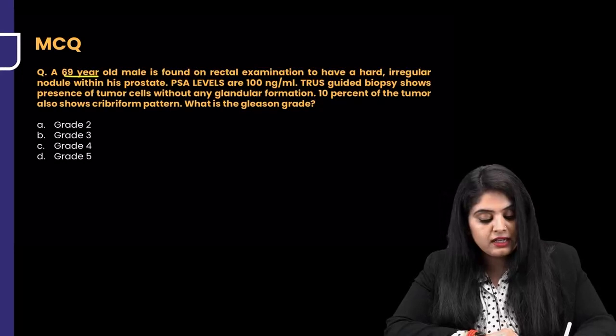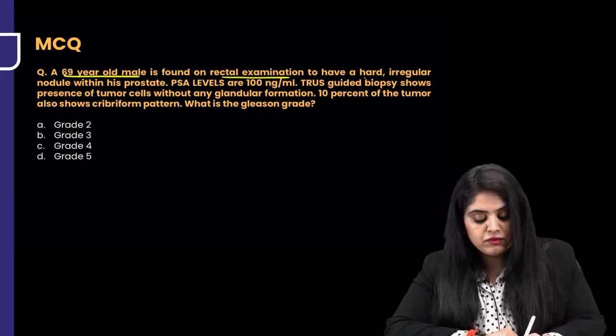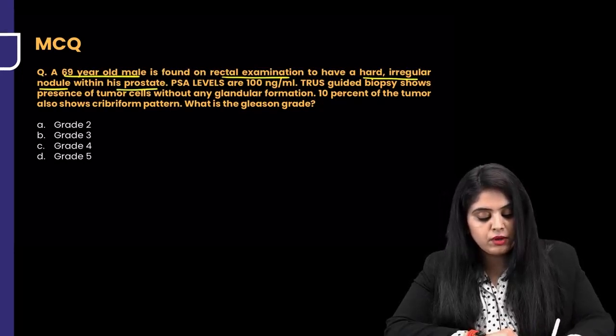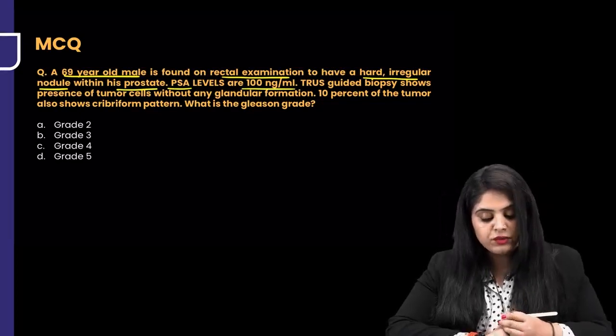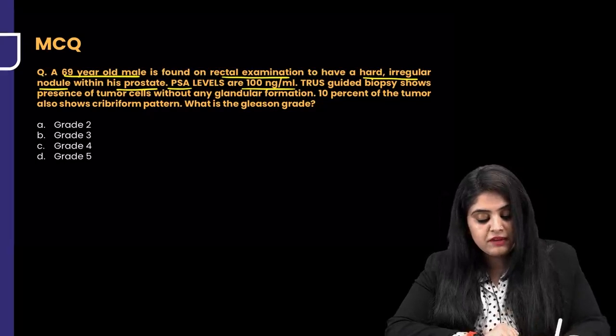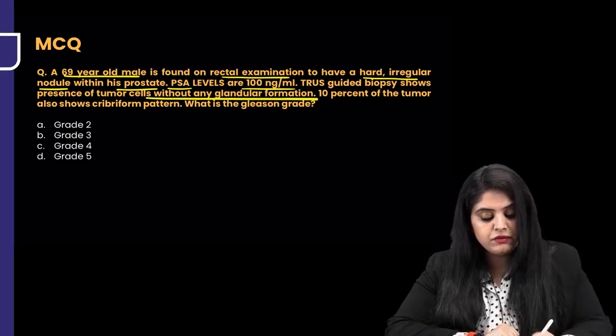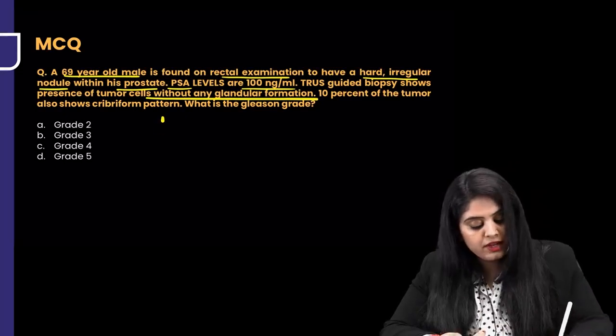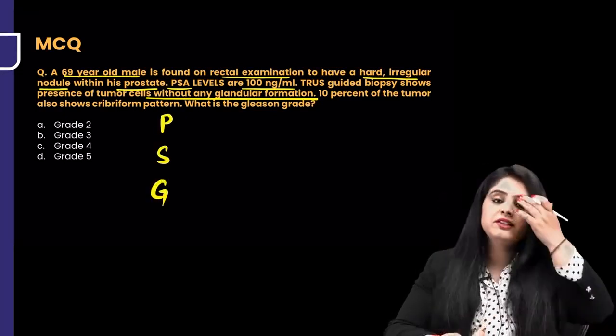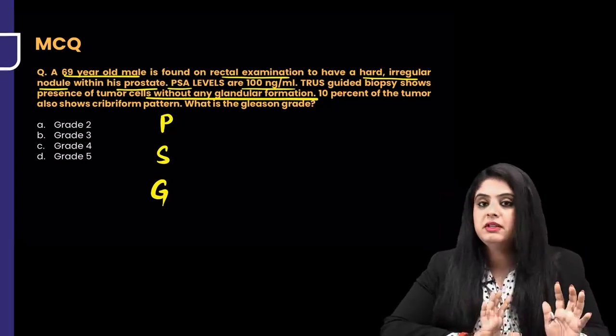Tell me, there's a 69-year-old male who, on rectal examination, is found to have a hard irregular nodule in the prostate, and the PSA levels are elevated. The TRUS-guided biopsy shows tumor cells without any glandular formation. Look, they have started with that Gleason. So as soon as this question comes, I will write Preeti Sharma Group. I will write PSG in the exam. Okay? Remember me when Gleason comes.